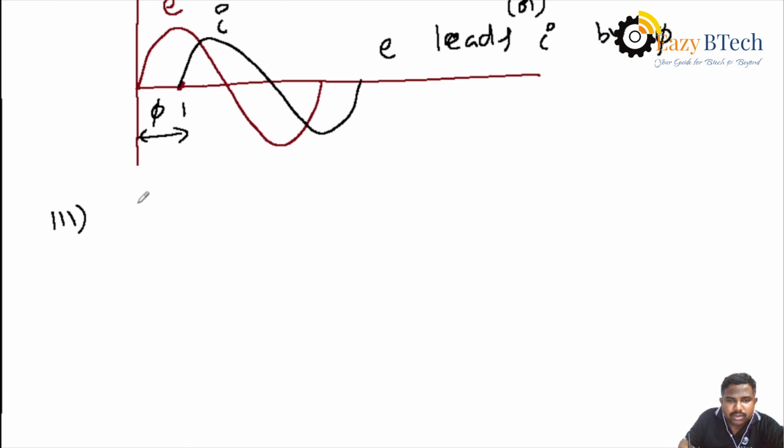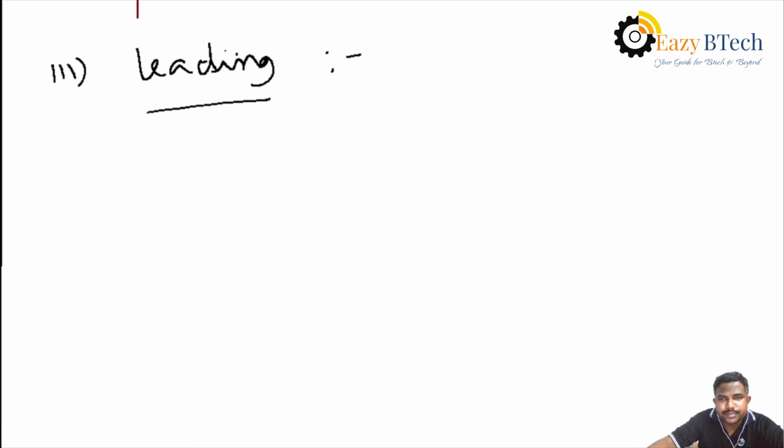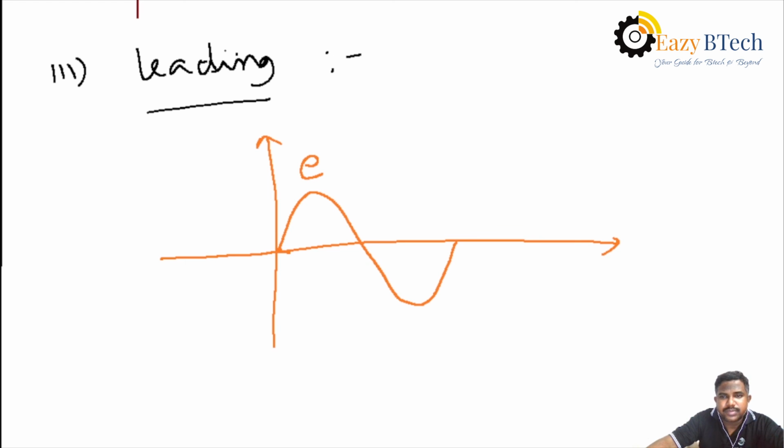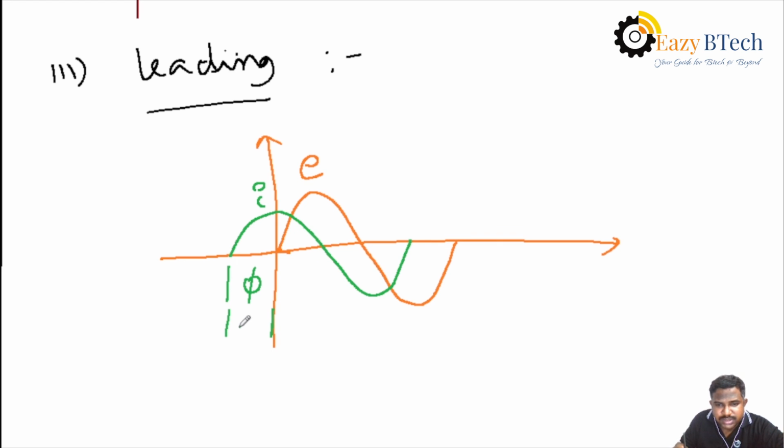How to understand the waveforms are leading? Leading means the waveform will be starting before the origin. The same reference waveform, the voltage waveform, is starting at 0, the phase angle of the voltage is 0. Then similarly, the current equation will be starting before the origin. This is the current equation. The phase angle of the current is phi. Then what is the total difference between the two waveforms here? The phase difference is phi between the current and voltage.